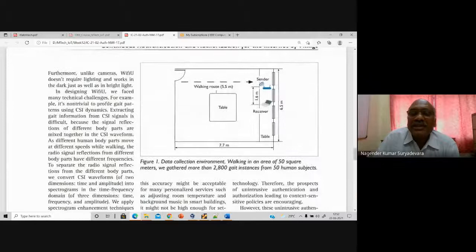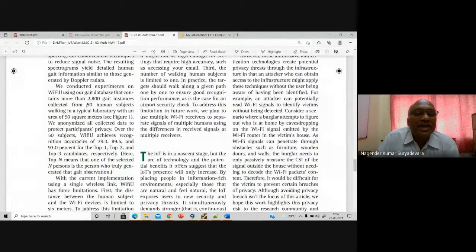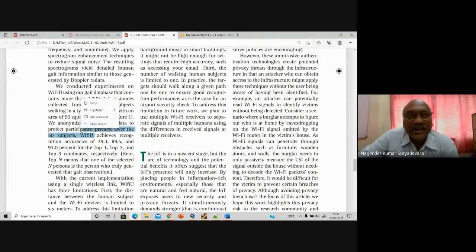Of course, this case study also has certain limitations. Please read the conclusion. They had 50 human subjects walking in a typical laboratory with an area of 50 square meters, and that method is called Wi-Fi U for a human being. For each human being, the gait as well as the Wi-Fi signals coming from the reflections of the human body, those patterns were received, and they were able to identify the accuracies. Please see here: 79.3, 89.5, and 93% accuracy in identifying the right person present in the home with the right devices to be used or not. They were able to assess this.